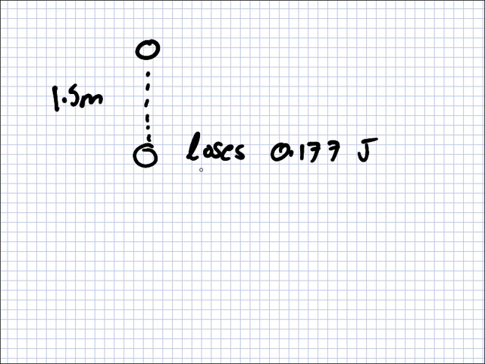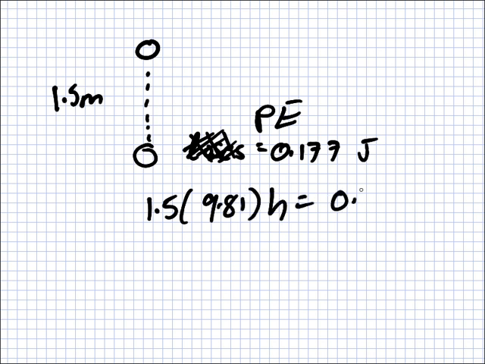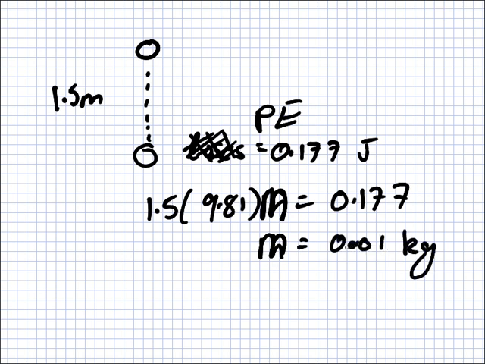Sorry, their English is not clear, but what they're saying is the potential energy is 0.177. So mgh is 0.177. What's the m then? 0.01. What's the kinetic energy? 0.177.